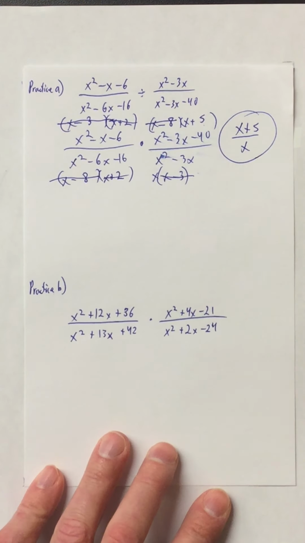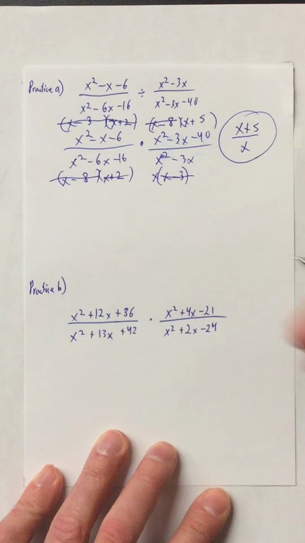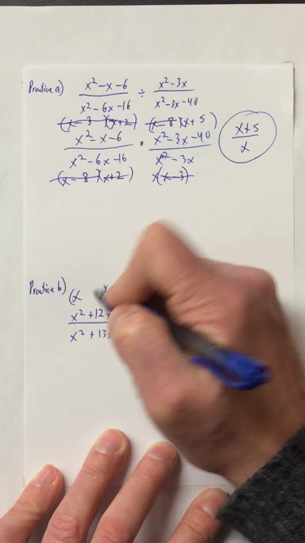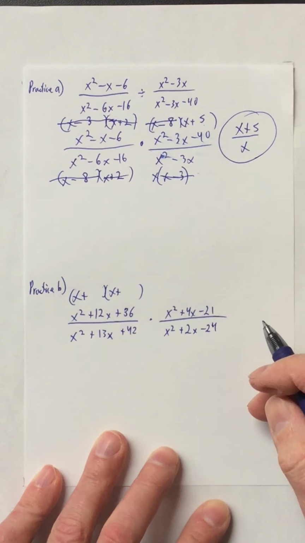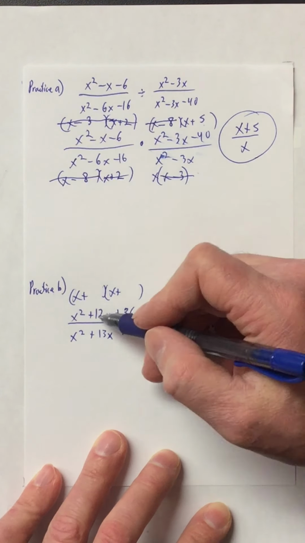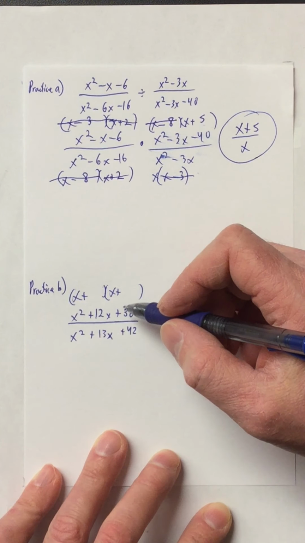All right, let's do one more. Practice problem B here. Gonna factor x and x, plus and a plus, two numbers. Let's see here, I got to get a 12 in there. That's a pretty big number.